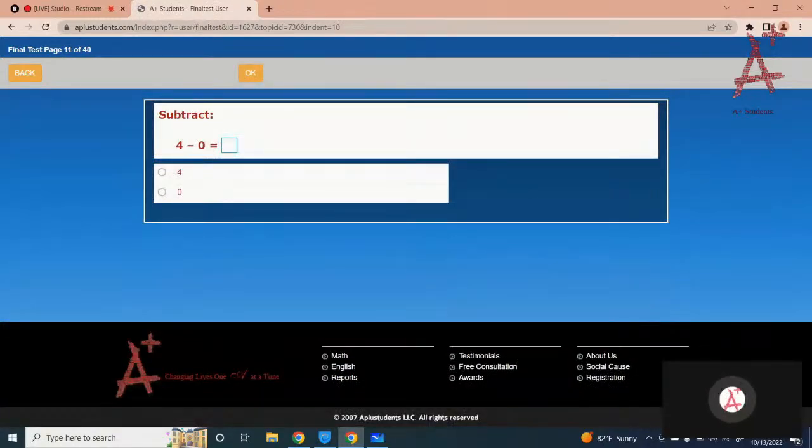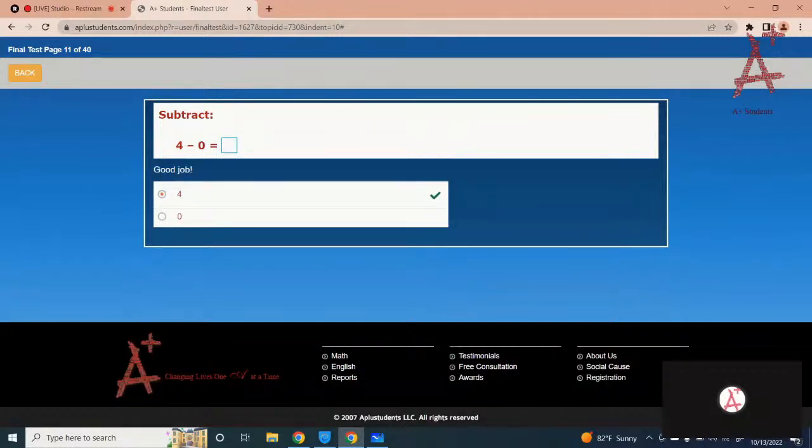Okay, 4 take away 0 equals, when you subtract 0 from any number, the number stays the same. So 4 take away 0 equals 4. Select the correct option and click on the OK button.